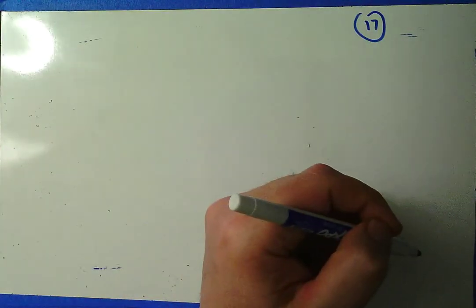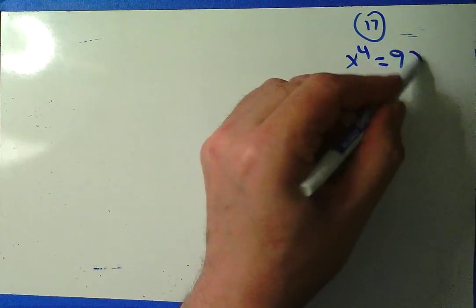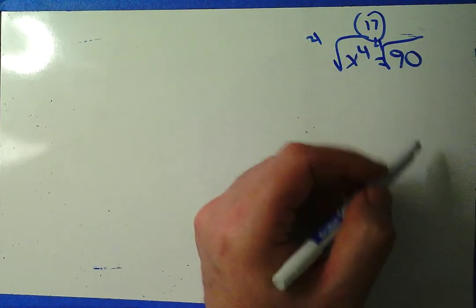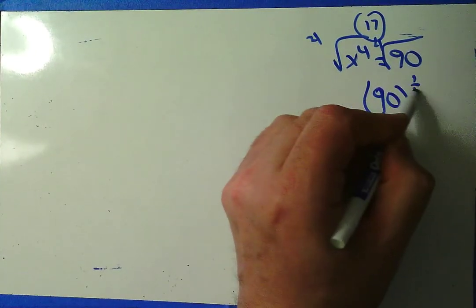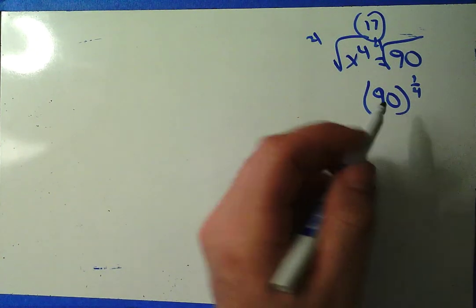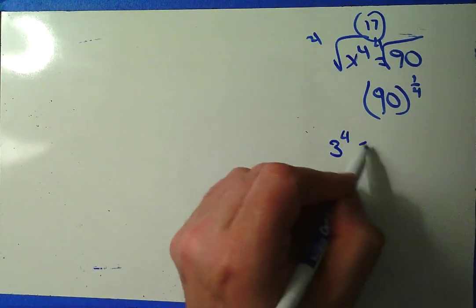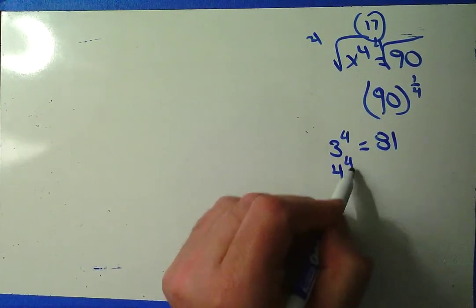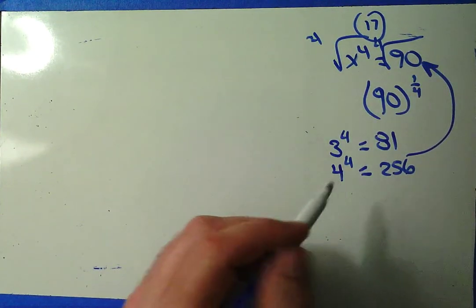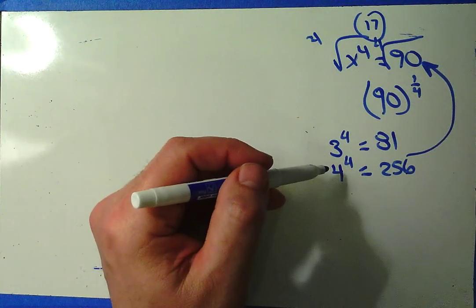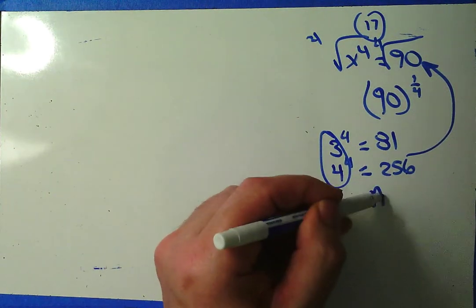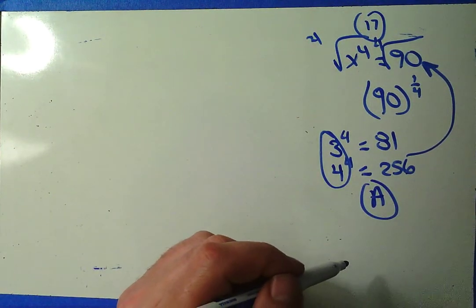17. X to the 4th equals 90. Well, I could do the 4th root of both sides, and on my calculator I could do 90 to the 1/4 power to figure out a decimal approximation for this. But the way I did it was to say, well, I know that 3 to the 4th is 81, and 4 to the 4th is 256, and I know that 90 is between 81 and 256. So what integers does this have to be between? This x value has to be between 3 and 4, and so my choice is A for number 17. Okay, 18.